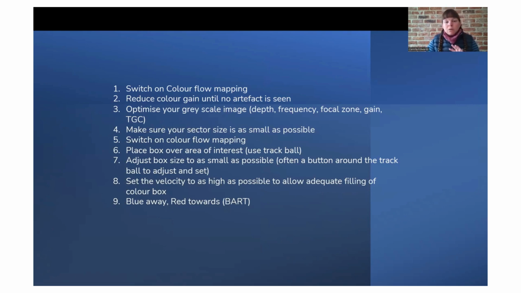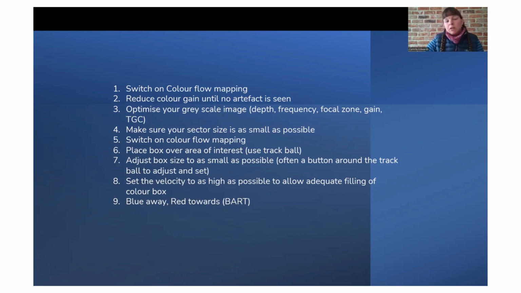So first of all, before you're actually putting the probe on the animal, I would encourage you to switch on colour flow mapping with your probe just pointing into the air. Then reduce your colour gain. There's a gain button for your colour flow mapping. Sometimes that is the same button as your overall gain, but when you've got colour flow mapping on, it becomes your colour gain. Other machines have a separate colour gain button, so just be aware of that.